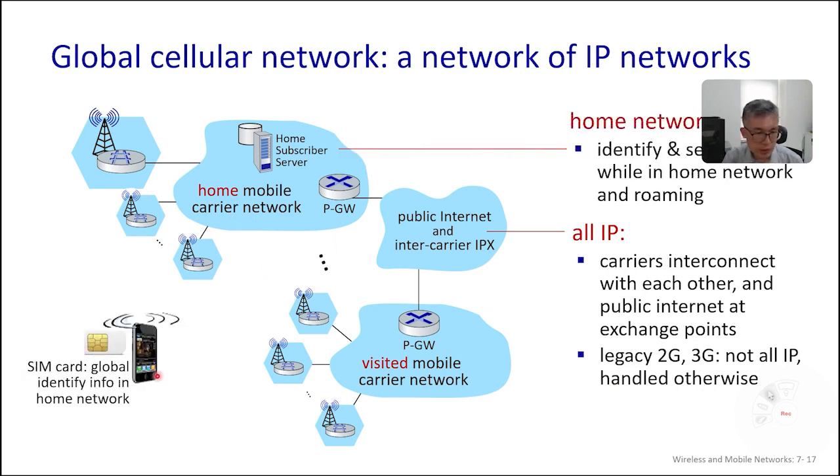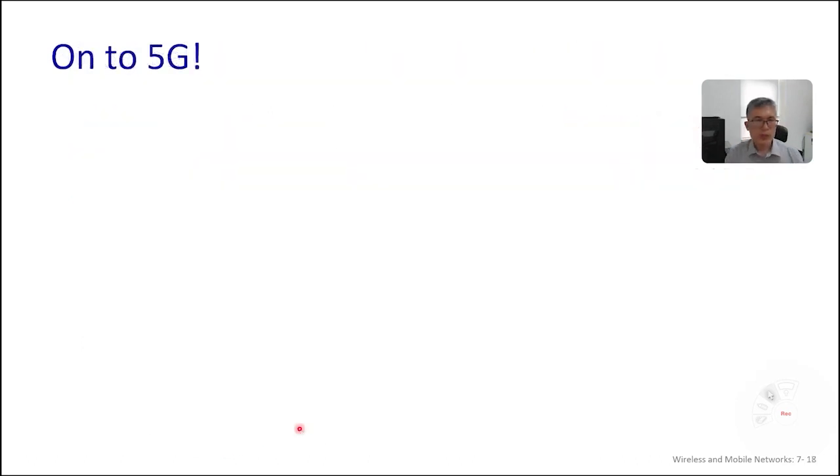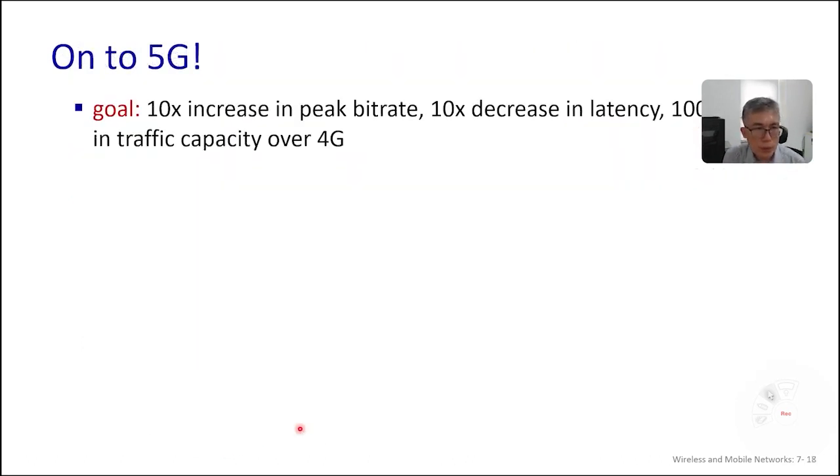And the SIM card in your smartphone, right? So this includes the international subscriber ID embedded. So global identity information in the home network, and then using this SIM card ID, we can identify the mobile device user. So it can connect to the home network first, and then roam in a business network.